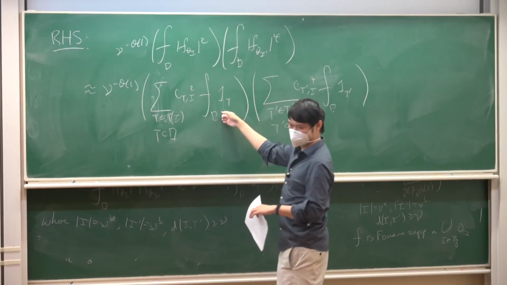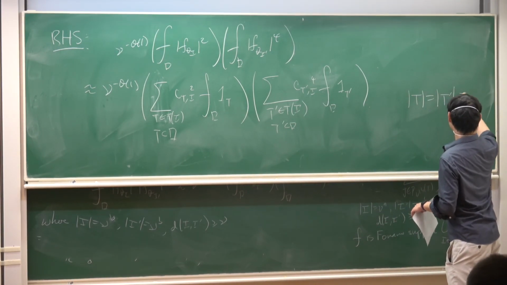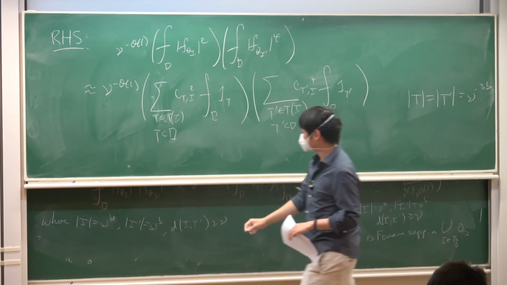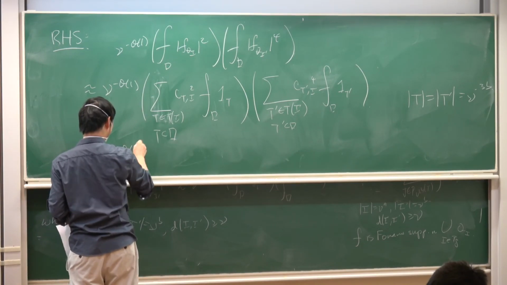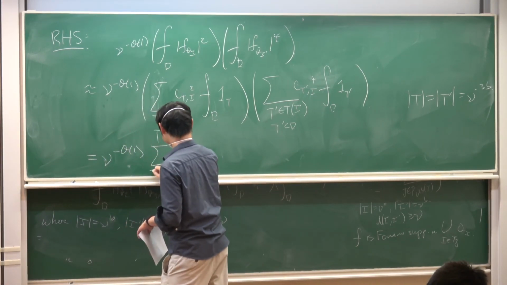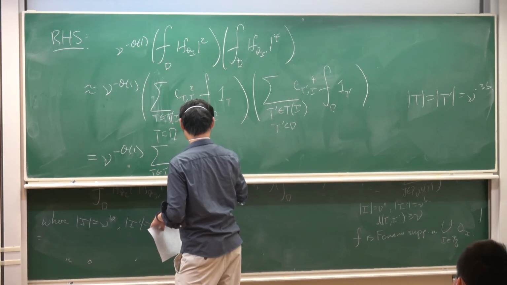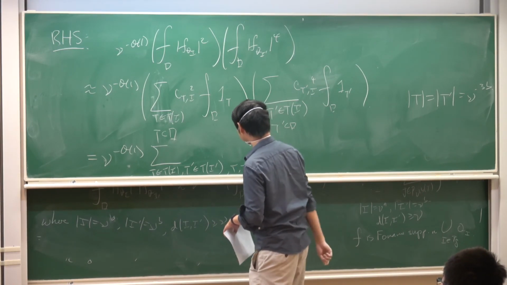What's the volume of a tube? Well, the volume of a tube is nu to the minus 3b. Okay, so let's hope for the best. Okay, so this is nu to the minus big O of 1. At least the sum is the same: t and ti, t prime and ti prime. These relevant tubes need to be inside my box.